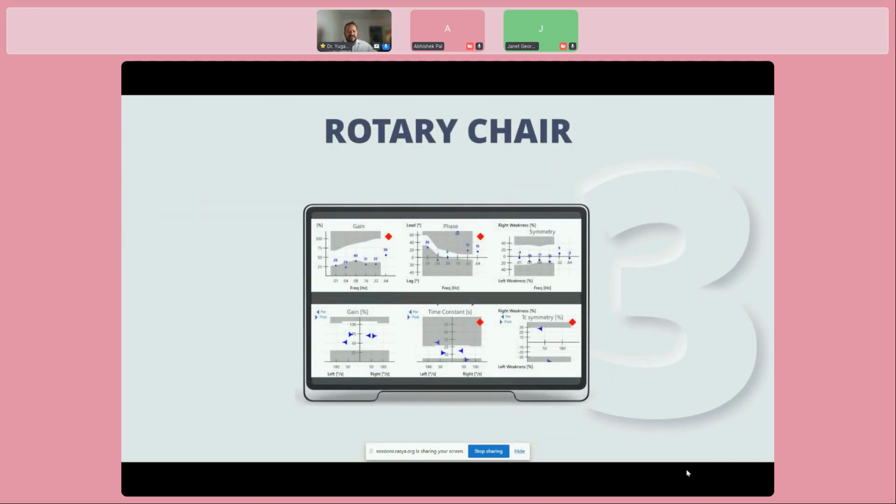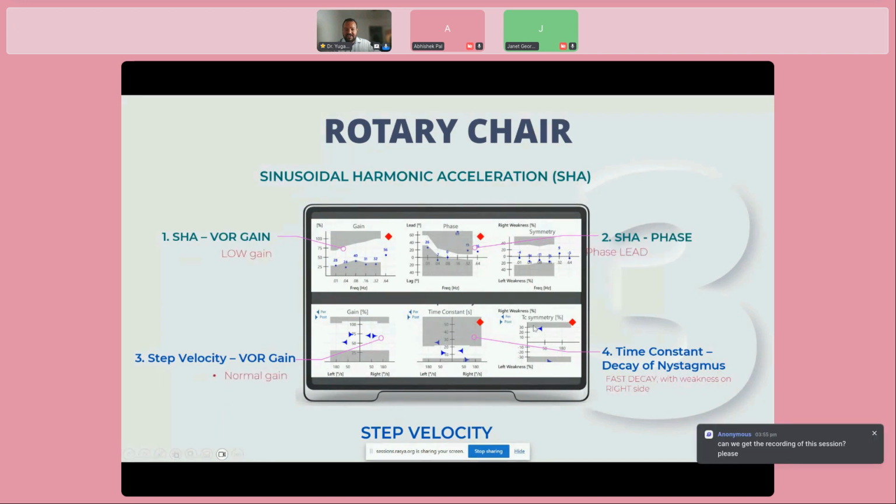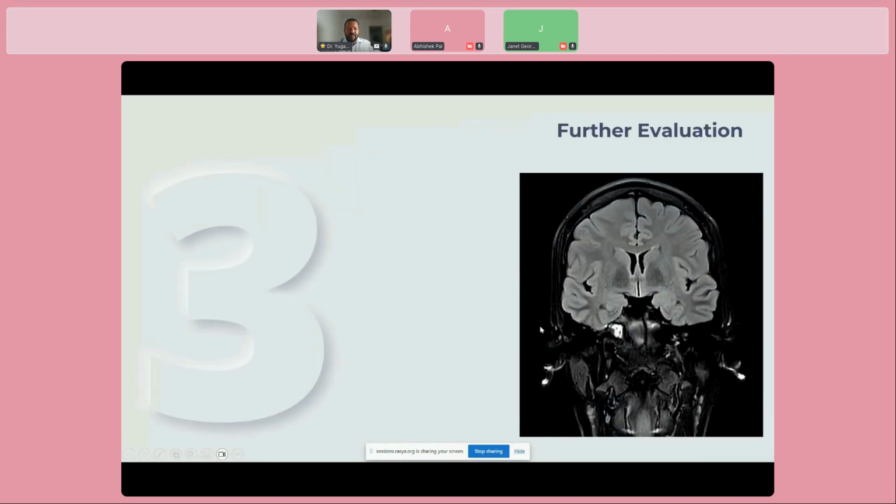Okay. So again, we seek help from the rotary chair. It is showing a low gain, again indicating peripheral. That's a good sign. And phase is fluctuating, but it is phase lead. And with step velocity, the gain is normal. So that indicates that it could be a compensatory effect, or probably there is no significant peripheral problem. But the time constant is indicating weakness on the right side. So you can see there is asymmetry in the step velocity leading towards the left side weakness.